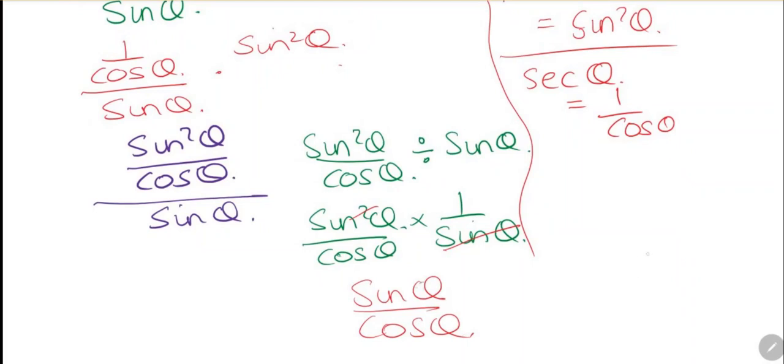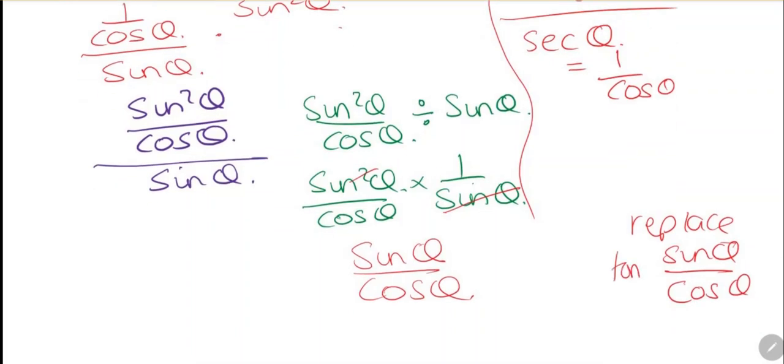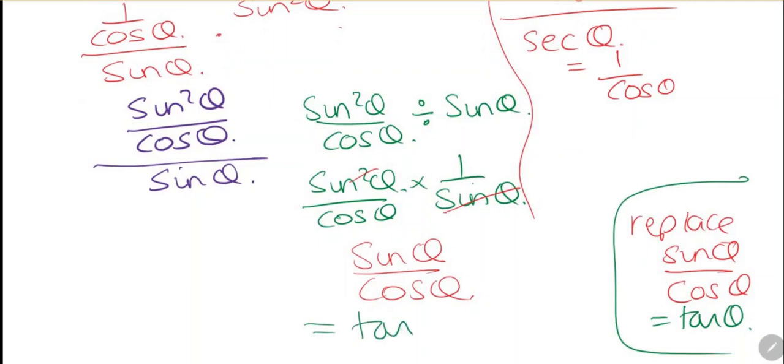So we have sine theta divided by cosine theta. And we know that we can replace sine theta over cosine theta. That is equal to tangent theta. So this is equal to tangent theta, which is our answer.